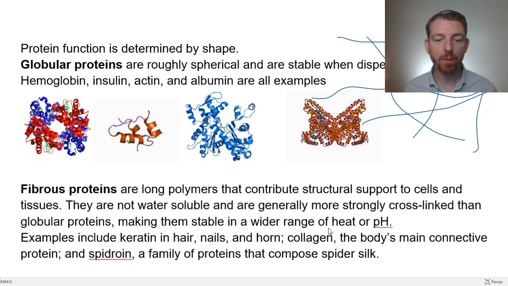What do I say here? You want it to be stable in a wide range of heat or pH, so this is why it takes a long time for a tough meat that has a lot of connective tissue like collagen in it. You have to stew it for a long time to break down those proteins, or else it's very tough. Same thing with pH.